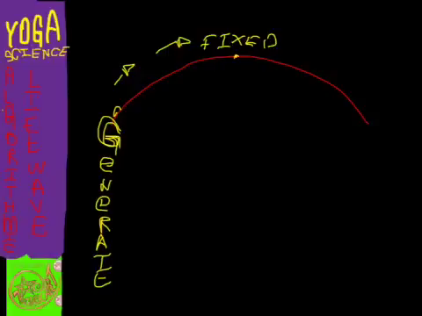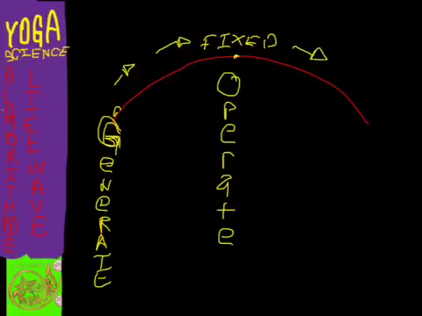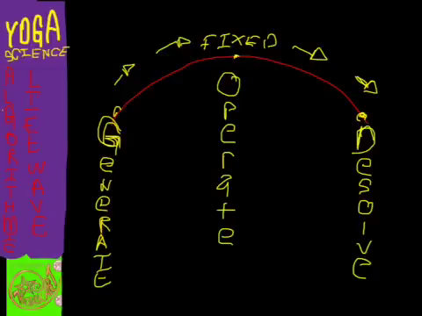At this part of the wave, we will call this the operating, so I'm just going to say operate. And then, as the energy mutates or changes, it starts to decline in amplitude and to dissolve. So we'll call this, when it gets down to here, dissolve. So we're going to call this the generate, operate, and dissolve process, or wave, the GOD.